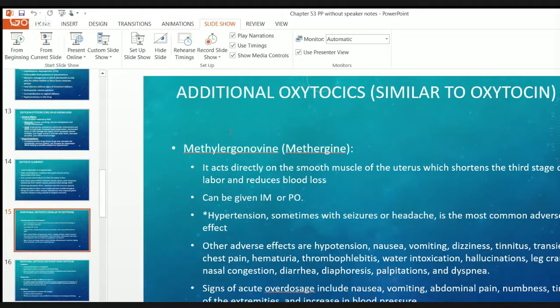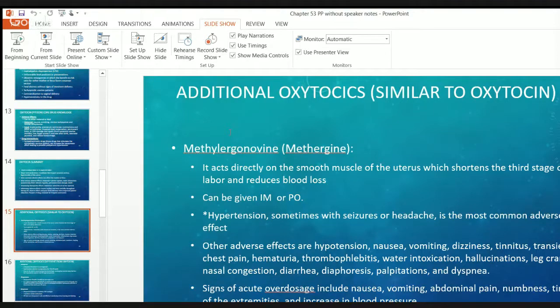When it's given IM after delivery of the placenta, it may also be administered after delivery of the anterior shoulder if full obstetric supervision is available. When it's given orally, it can be given 3 to 4 times a day, immediately postpartum, for a maximum of 1 week. And again, that's to manage postpartum hemorrhage.